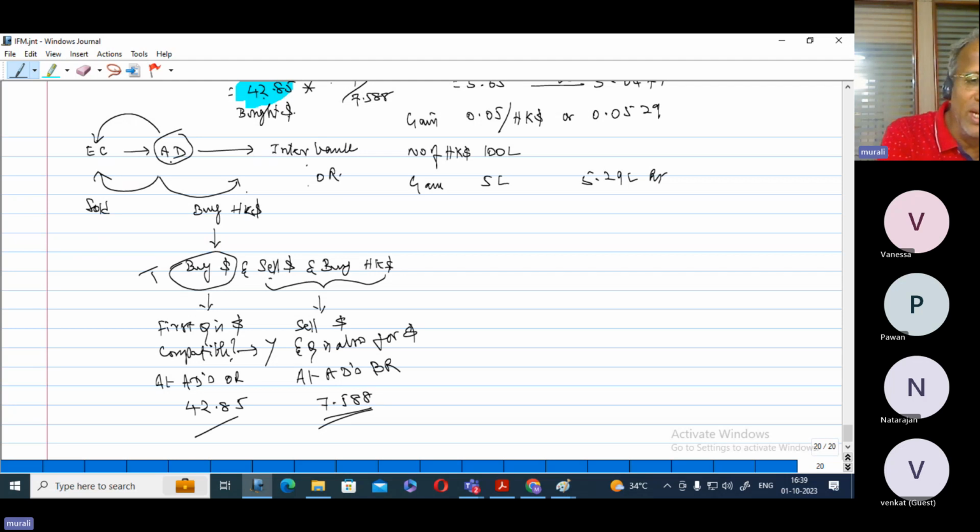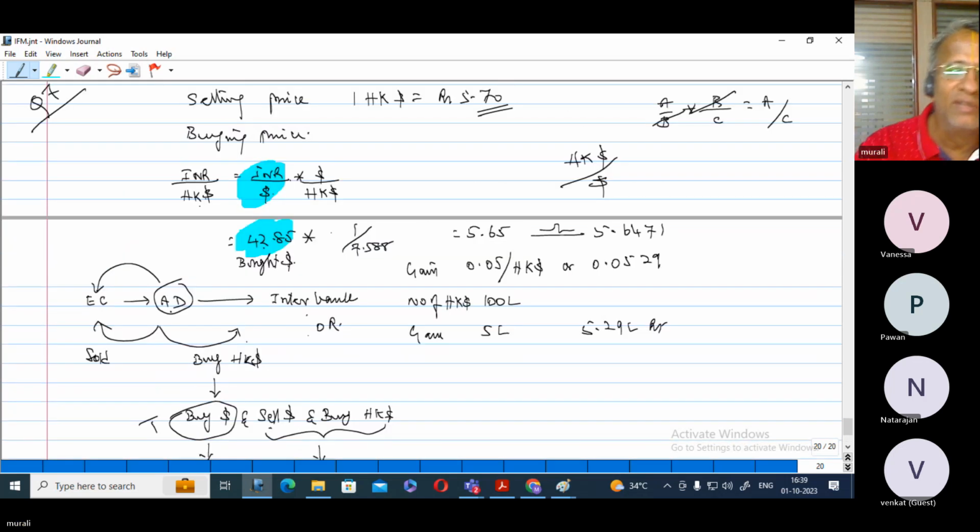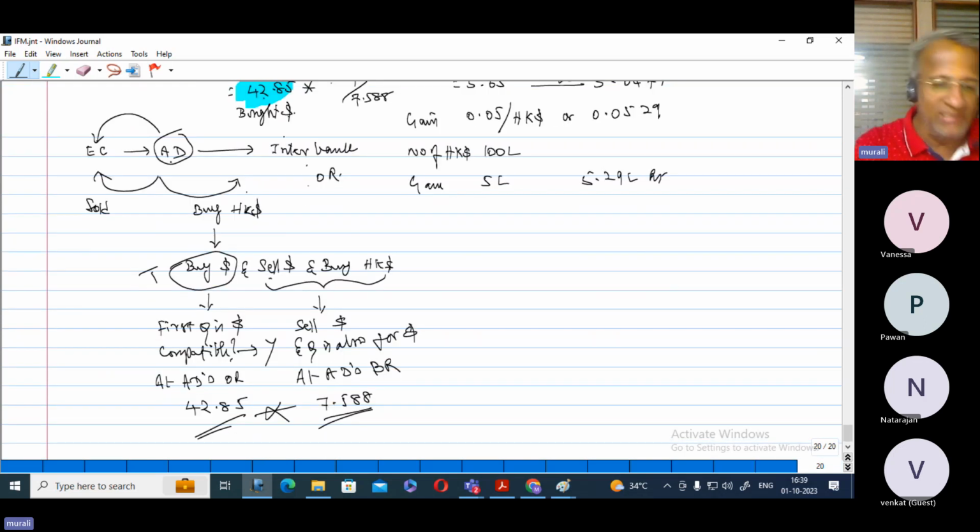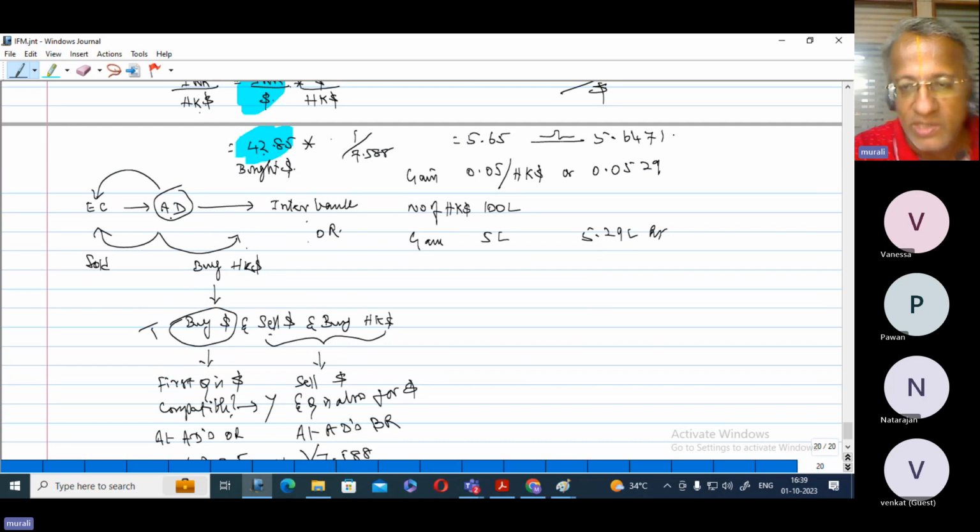7.588 to be selected. But don't get the impression that you got to multiply. Already we have decided that we should go in this fashion, whereas the quotation available in the problem has Hong Kong dollar to dollar, whereas in our computation, we require dollar by Hong Kong dollar. So having selected this, it should be taken up as 1 divided by. Then you go for multiplication. That gives you the number as 5.6471. And the difference between the buying rate and the selling rate is going to be the gain, because selling price is greater than buying price. Are you clear?